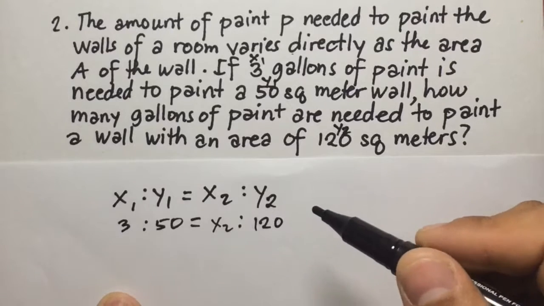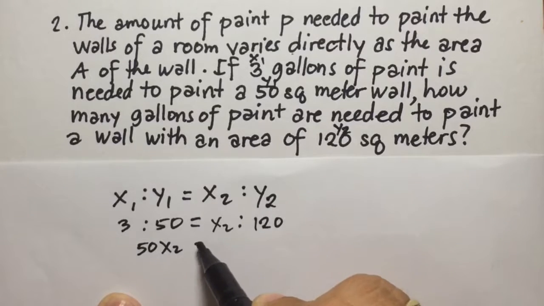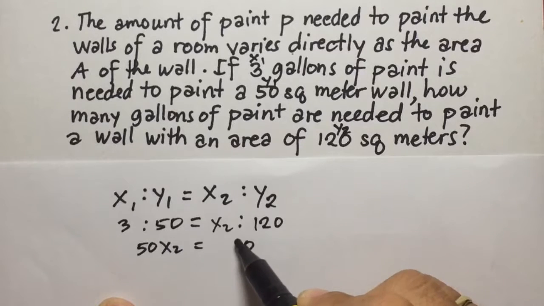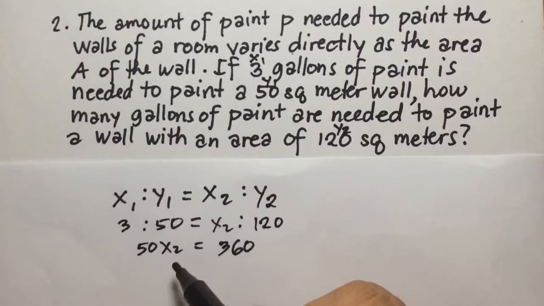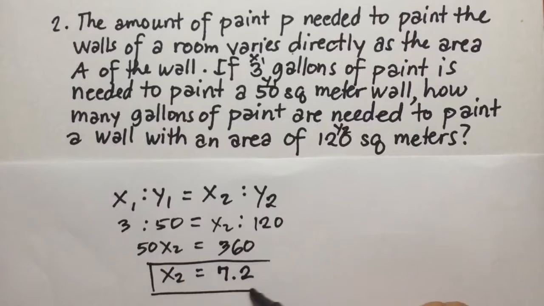Then product of the means equals product of the extremes. So we are going to have 50 times x sub 2 is 50 x sub 2. Then 120 times 3 is 360. Then looking for the value of x sub 2, x sub 2 will be equal to 360 divided by 50, and that will be 7.2. So this will be our answer. We're going to need 7.2 gallons of paint to paint the wall with an area of 120 square meters.